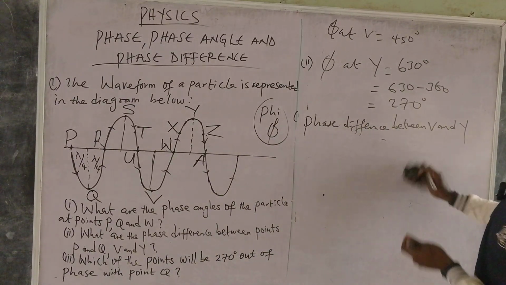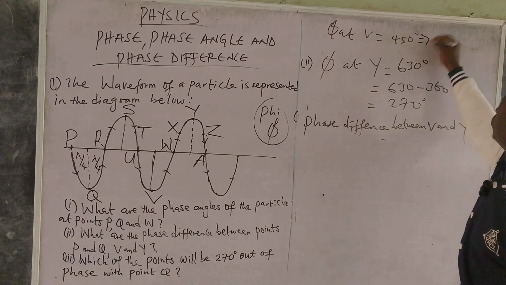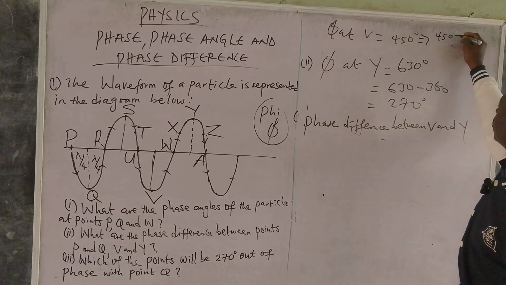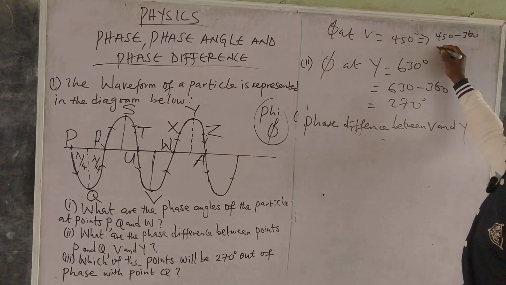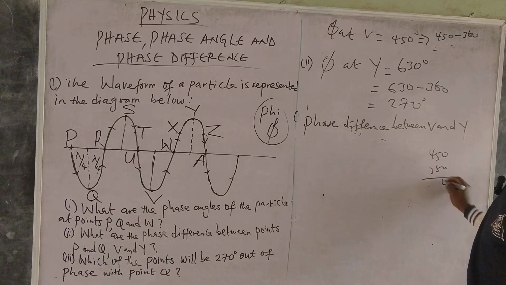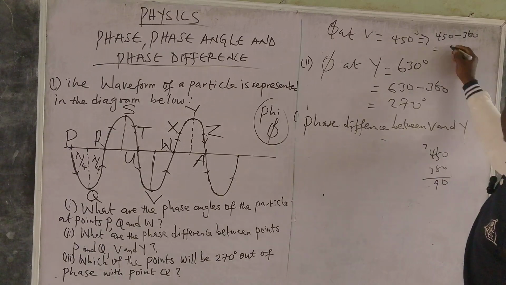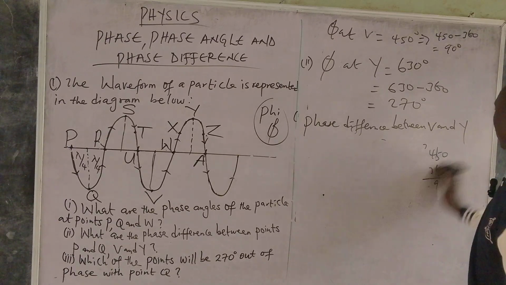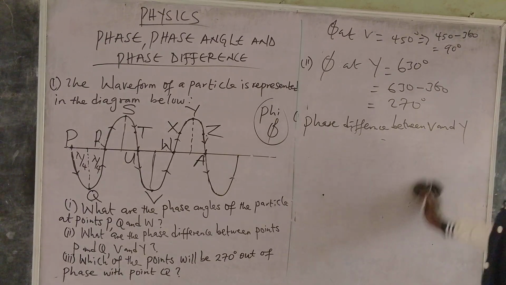Sorry, I made a mistake here again. For this one it is going to be 450 minus what? 360. And that's 450 minus 360, which is 90. So we have 90 degrees. So the phase angle at V is 90 degrees.